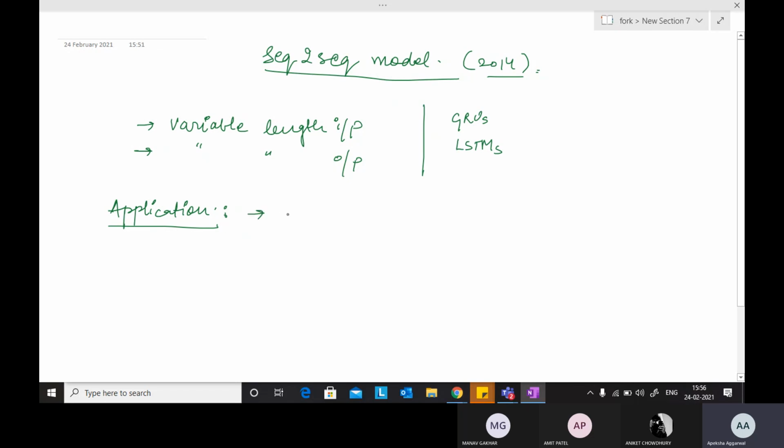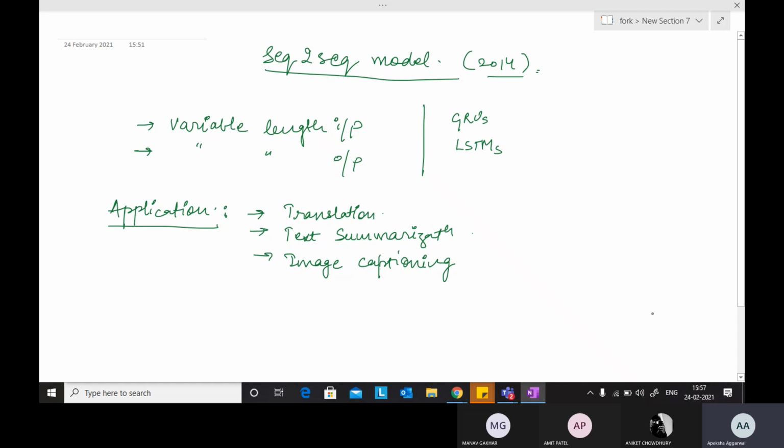It is used in machine translation, and machine translation is in your syllabus, so we will have a look at this part in detail. Also, it is used in many other applications, like text summarization and image captioning. Wherever you have variable length input and variable length output, you can use a sequential model. Now let's have a look at the architecture.